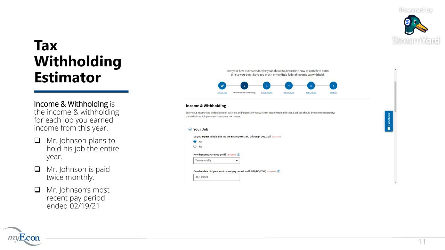All right, so now we get to the income and withholding. Now, that is the income and withholding for each job that you earned income from this year, each job, right? Now, Mr. Johnson plans to hold his job the entire year. That's the next question. Yes. Mr. Johnson is paid twice monthly. That drop-down box there, hit that. Mr. Johnson's most recent pay period ended on the 19th, according to our particular presentation here. So you would put in there when's the last pay period, and you will have that in front of you right now.